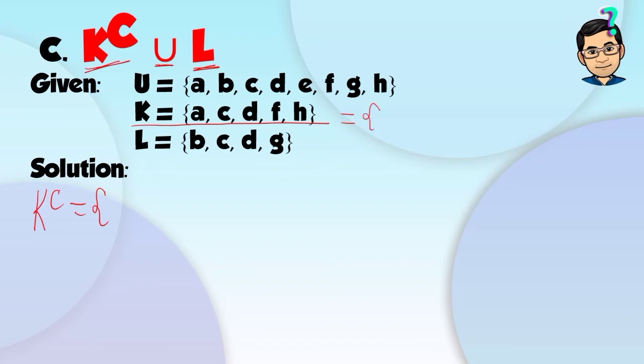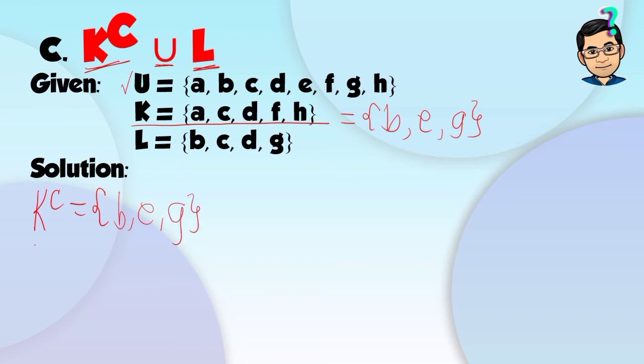So, magbe-base tayo dito sa universal set. So, meron siyang A, okay. B, so, walang B sa set K. C, meron. D, meron. E, wala. F, okay. G, wala. So, we write G. And then, H, meron din. So, we have B, E, G as the elements of K complement. Sulat natin dito B, E, and then G.